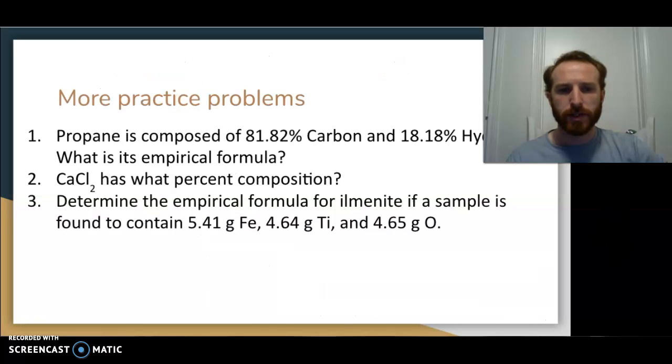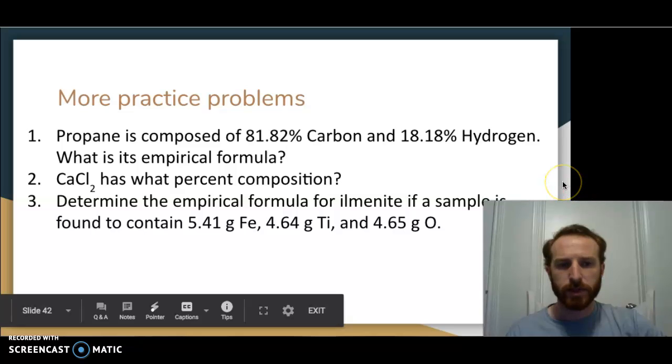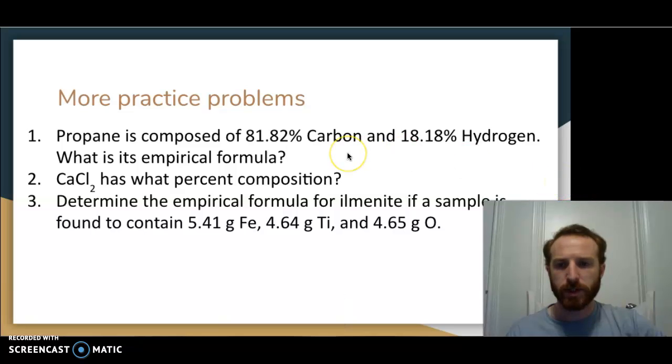Great, okay. So now I'm going to give you some practice problems to try on your own, and you can tell me what your answers would be for these. So propane is composed of 81.82% carbon, 18.18% hydrogen. What's its empirical formula? Okay, so in that problem you got to convert those into grams, and then you're going to have to multiply it by their molar masses.